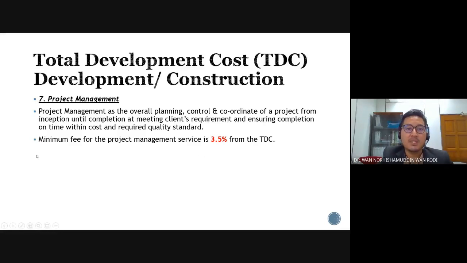So these are the calculations. The minimum fee for the project management service is 3.5% of the total gross development cost, or the total development cost. So the minimum is 3.5%. Depending on the complexity of the project, it can also go up to 5%, 6%, and so on.